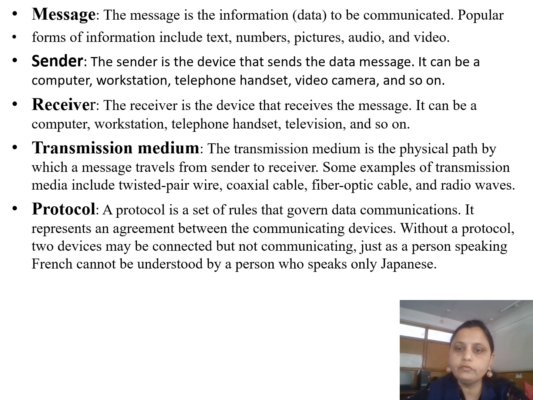Message is the information or data to be communicated. Popular forms of information include text, numbers, pictures, audio and video. Next one is the sender. The sender is the device that sends the data message. It can be a computer, a workstation, a telephone handset, a video camera, etc. Then receiver. The receiver is the device that receives the message. It can be a computer, workstation, telephone handset, television and so on.